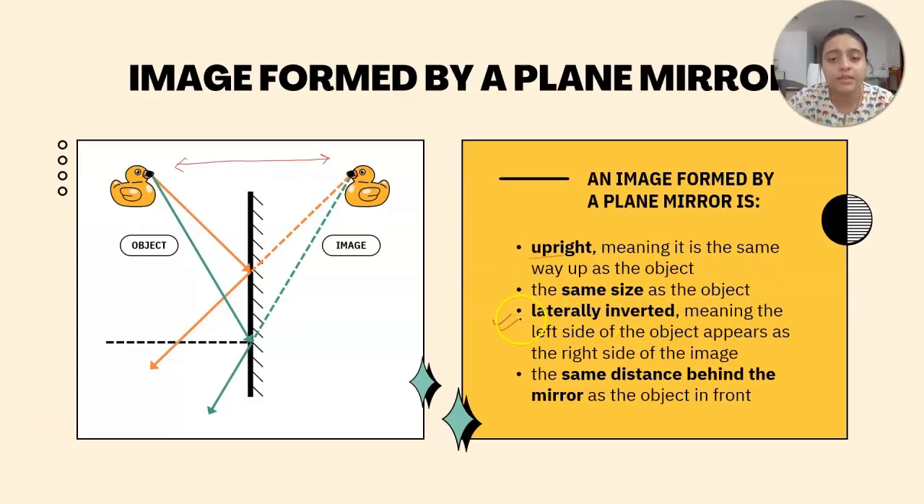Laterally inverted is the most important characteristic of the image formed by the plane mirror. So the left side of the object will be seen inside the mirror as the right side, and the right side of the object will be seen as the left side, vice versa. So it is opposite, laterally inverted. The image is at the same distance behind the mirror as the object is present in front.